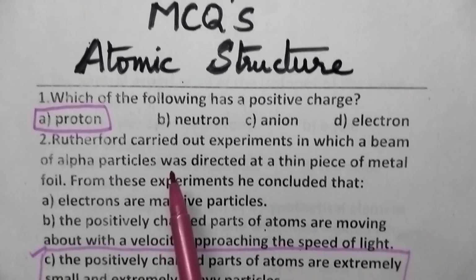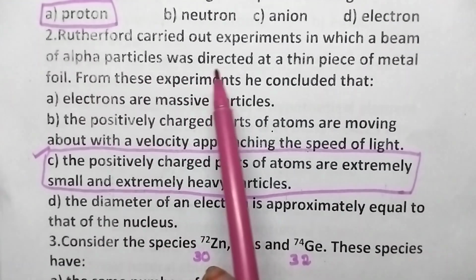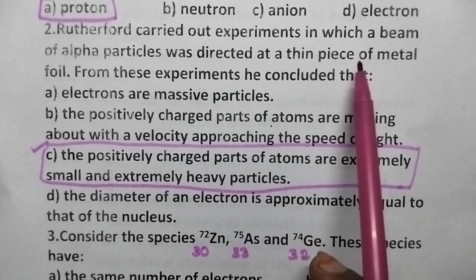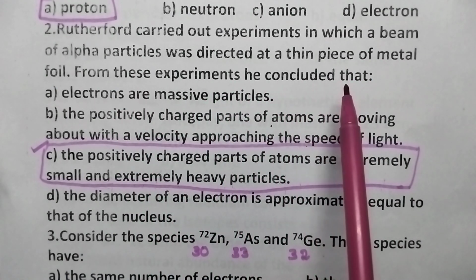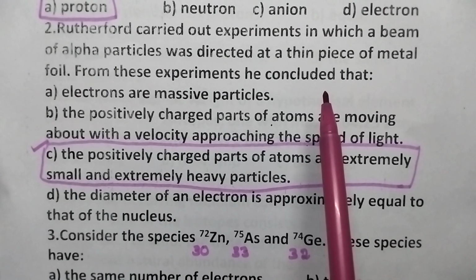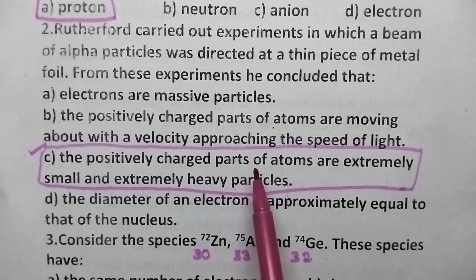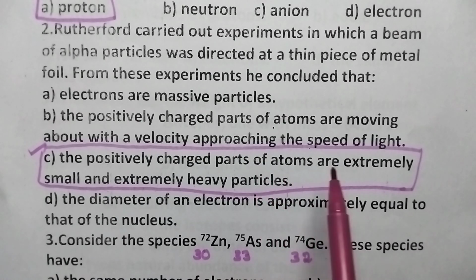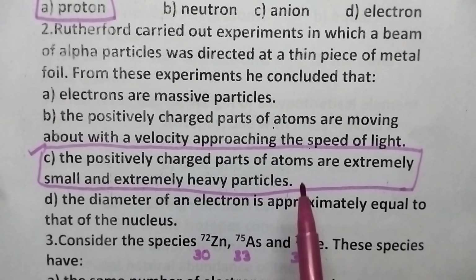Rutherford carried out experiments in which a beam of alpha particles was directed at a thin piece of metal foil. From these experiments, he concluded that Rutherford's thin foil experiments reveal the fact that the positively charged parts of the atom are extremely small and extremely heavy particles. So option C is the right answer.